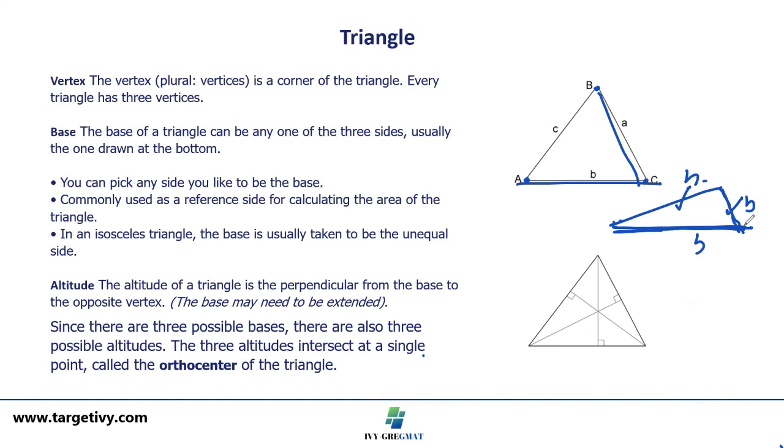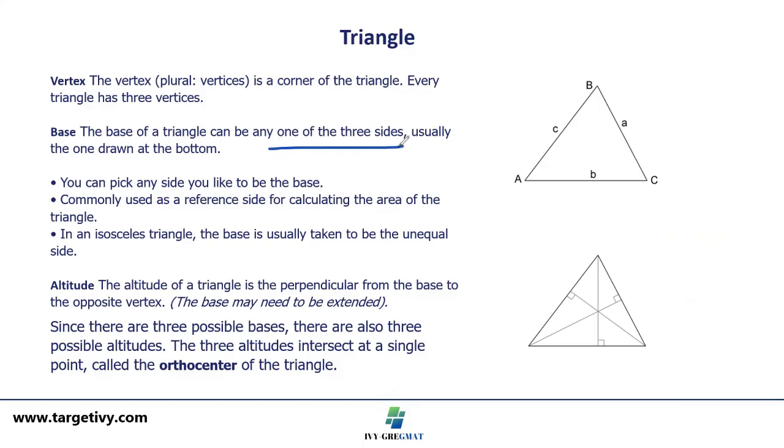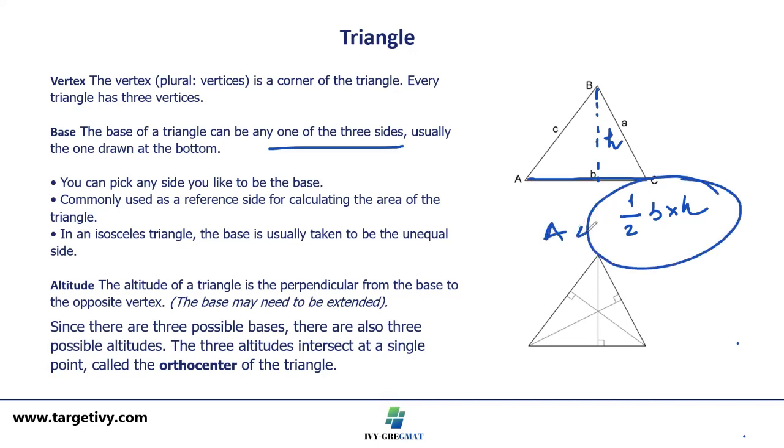So a smarter way of looking at it: I will treat any of them as the base and any of them as the height of the triangle. From there, I can make the height of the triangle. So the base of the triangle can be any one of the three sides, usually the one drawn at the bottom. For our convenience we treat this as the base. For calculating the area, it is half base into height. So this is the base, and this is the height. So this is the area, right?